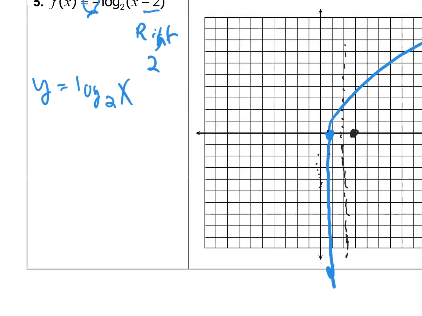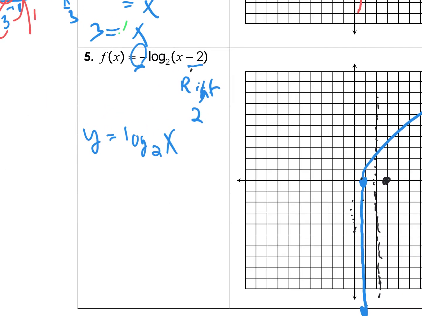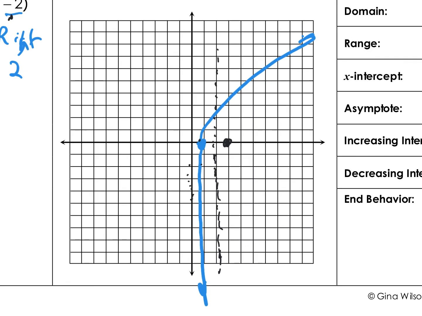Also, what else can I say? I went to the right 2. I need to flip over the x-axis. So what I'm going to do is take this picture here, and I'm going to draw it one time. I'm going to draw this here. Here it goes. Here is the shifted to the right 2. But this picture has to flip upside down. So what will the new picture look like if that flips upside down? I'm using my imagination.